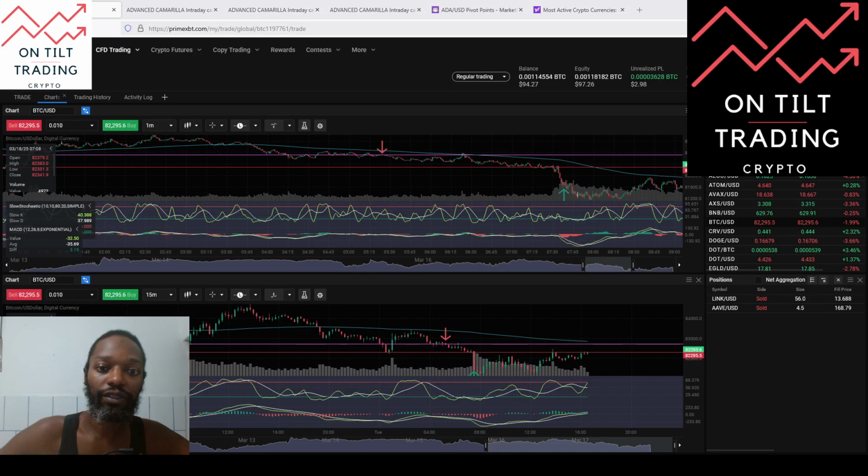To put my charts into perspective, this area up here is a candlestick area. This is a volume profile. This is the slow stochastic indicator. This is the MACD indicator. This purple line that you're seeing right here, this is the Camarilla Pivot S4. And this blue line that you're seeing here, this is the 200 exponential moving average.